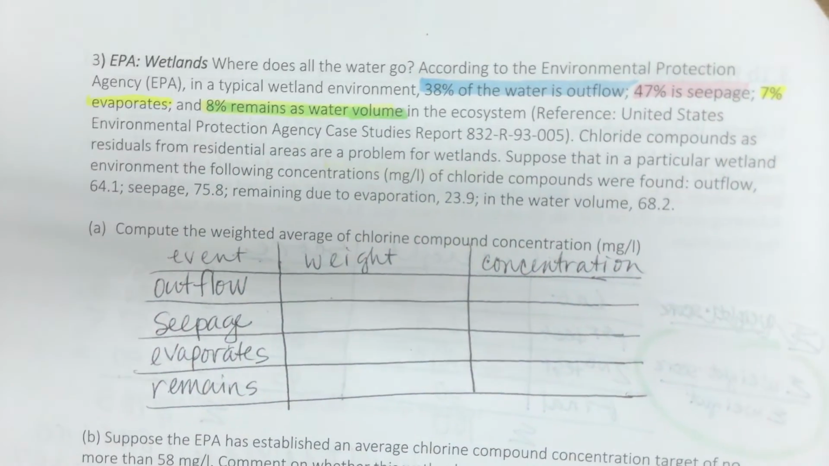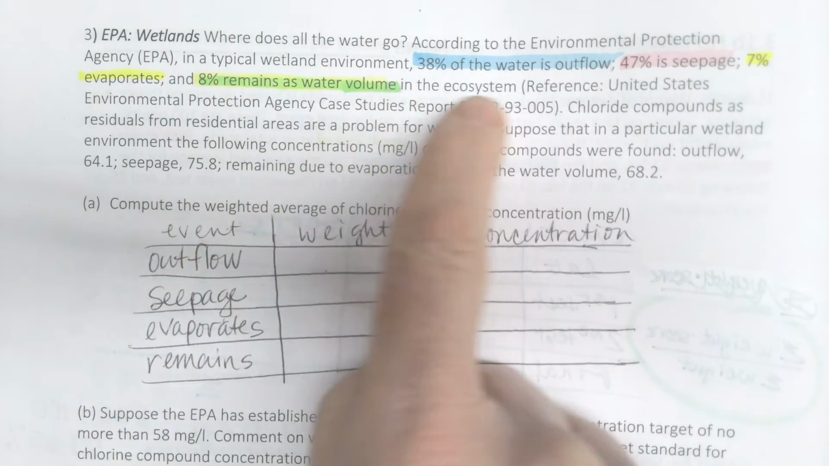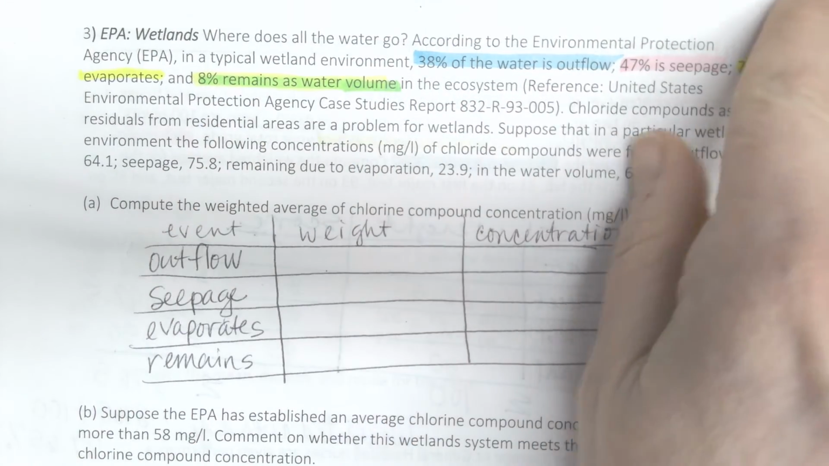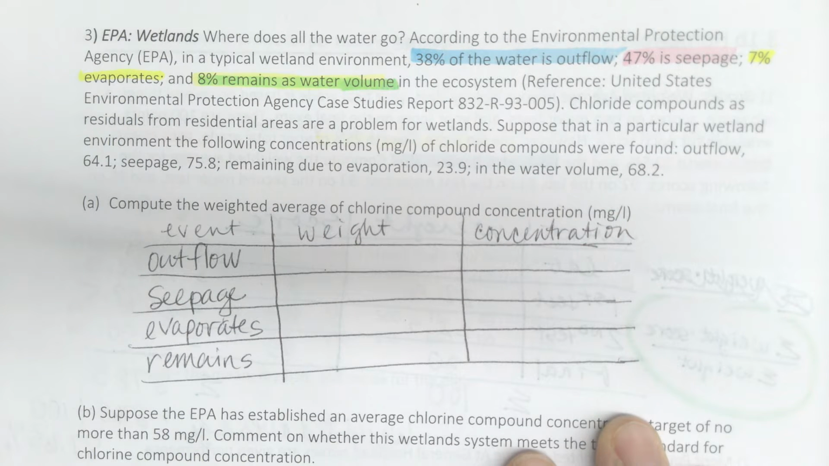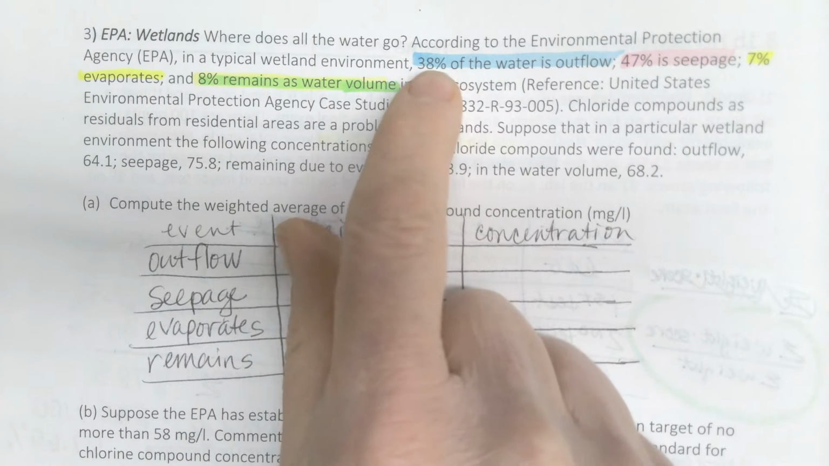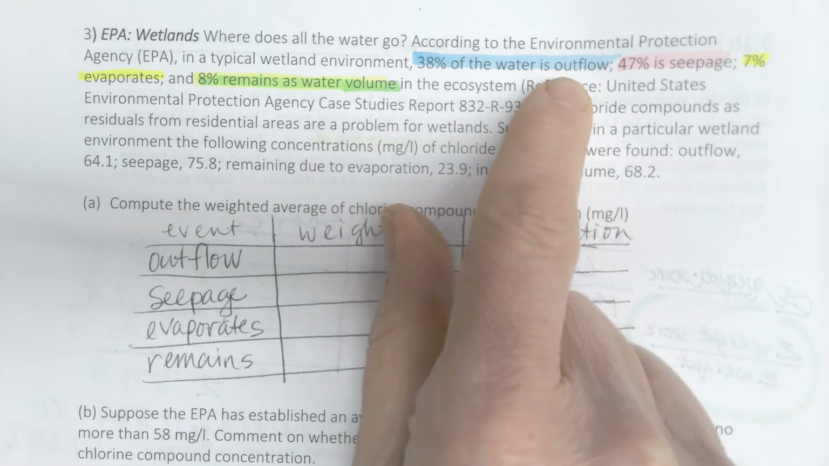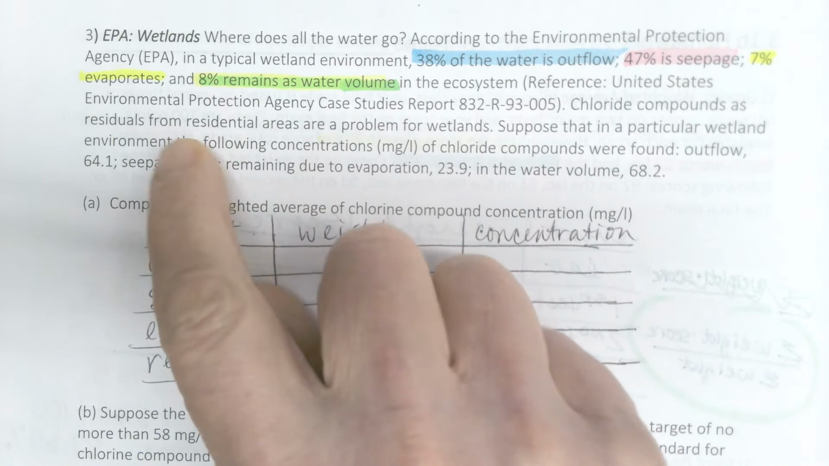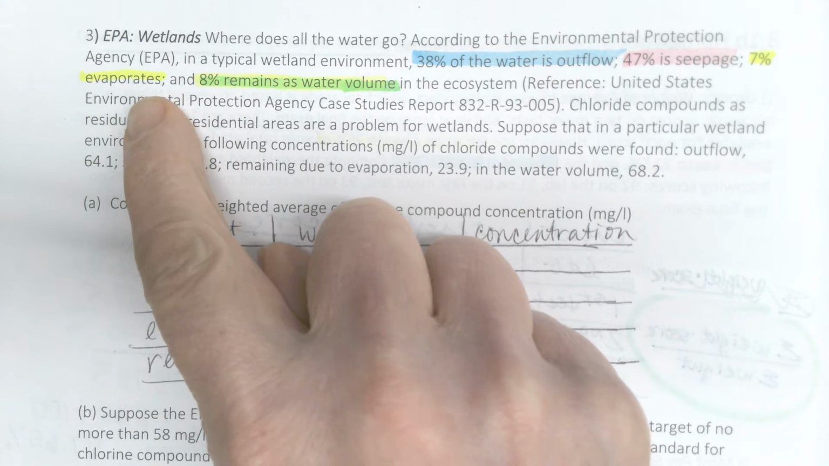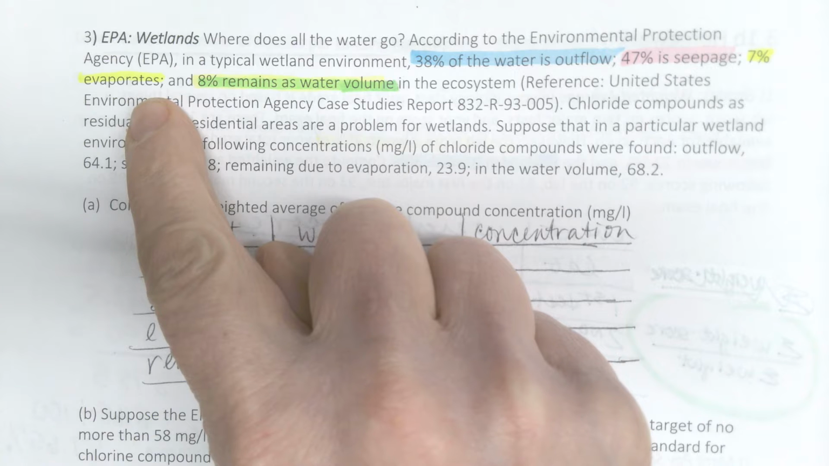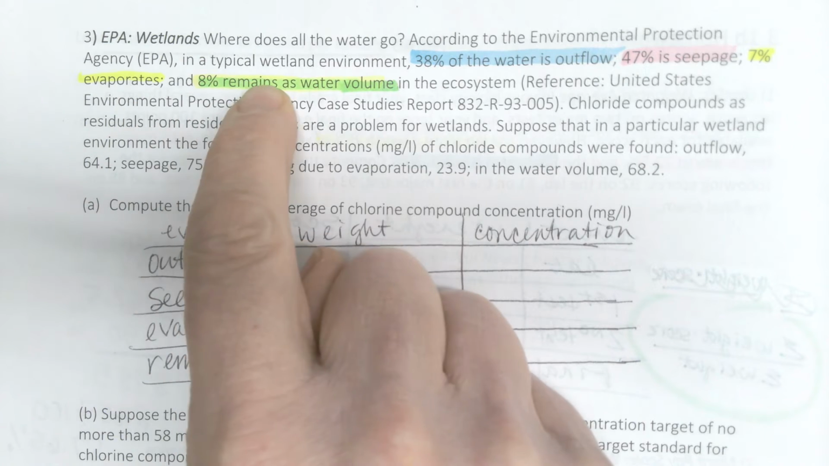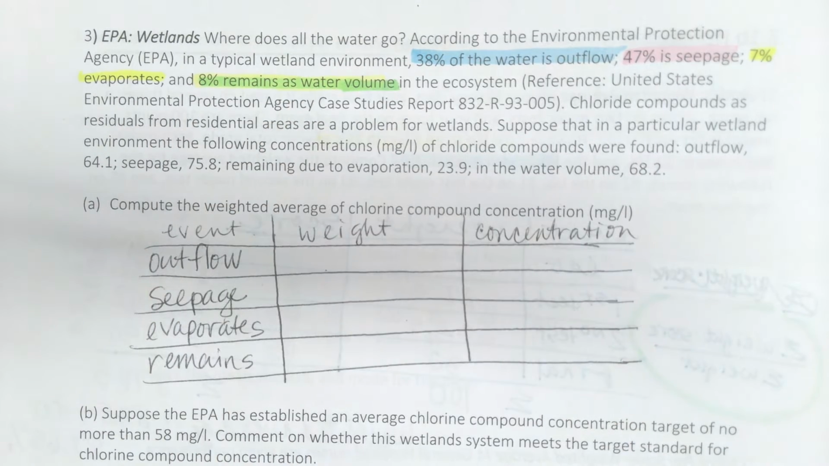So I want to get you started with your table on the next one. And this one I went through and I highlighted. They start by giving me the weight. So again, this is an Environmental Protection Agency and wetland environment, and they're wondering where does the water go. So 38% of the water is outflow, so that flows away. Seepage goes into the earth. 7% evaporates, so that gets sucked up by the air, kind of. I know that's not the scientific term, but, and then 8% will remain there.